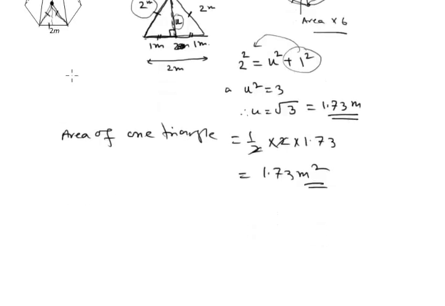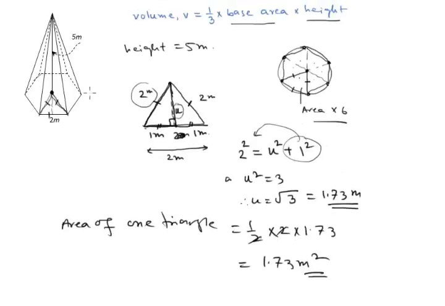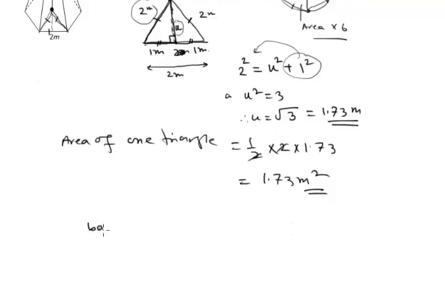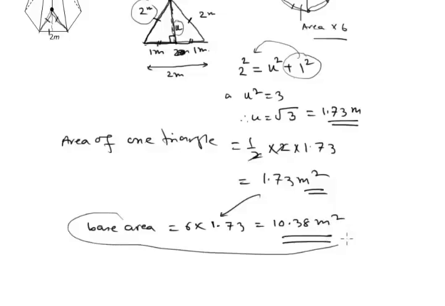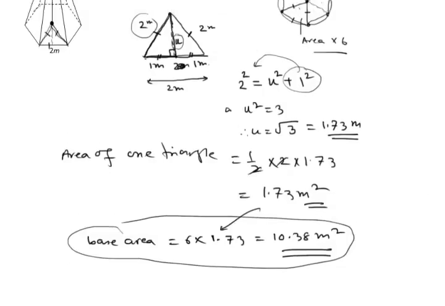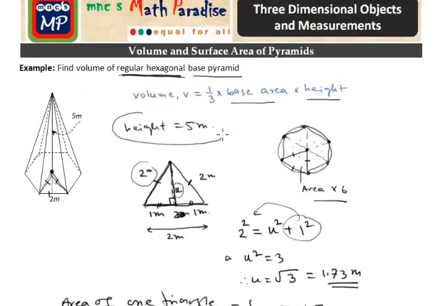So the area of this total hexagonal base, that is the base area of the pyramid, is 6 times this one triangle's area, that is 1.73. We will get 10.38 meter square. So we now have our base area and height of the pyramid.